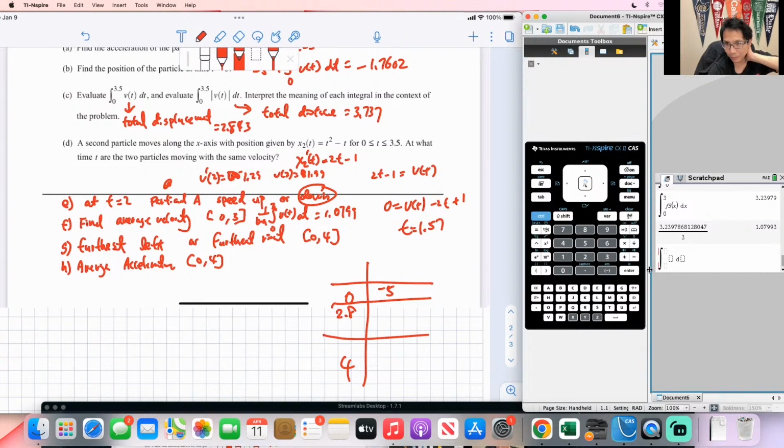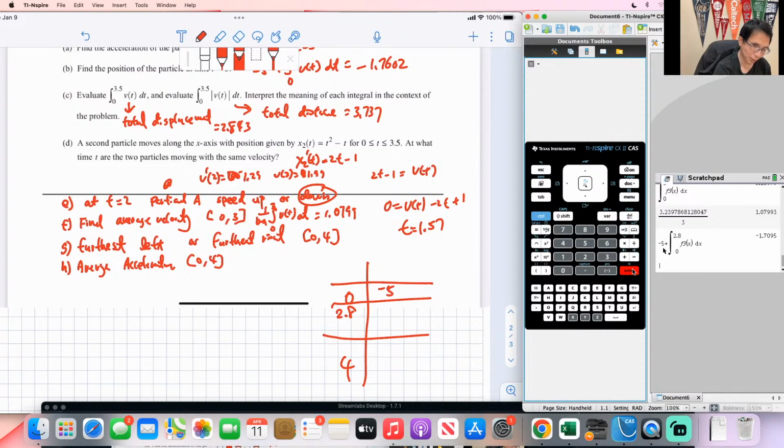And I know it's going to be negative 5 in the front, plus between 0 to 2.8. Between 0 to 2.8, and I will have var 3 because that's my graph of x. That's what's in the question. X here and press enter is going to be negative 1.709.